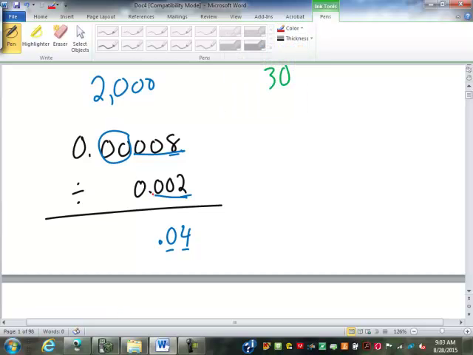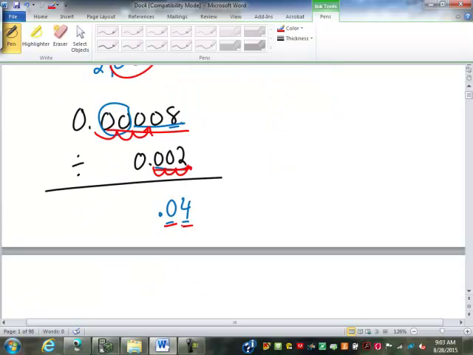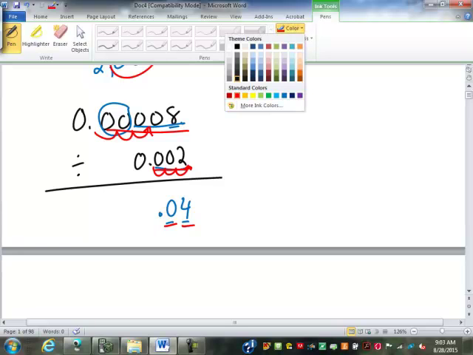Think of it this way. I'm going 1, 2, 3 decimal places, 1, 2, 3 decimal places, then divide. But again, just like here, 5 zeros minus 2 zeros leaves me with 3 zeros. 5 decimal places minus 3 decimal places leaves me with 2 decimal places. Same type of concept. Just looks different because it's with decimals.